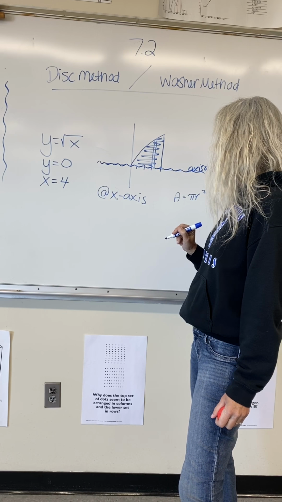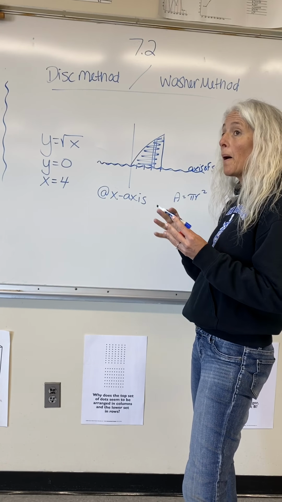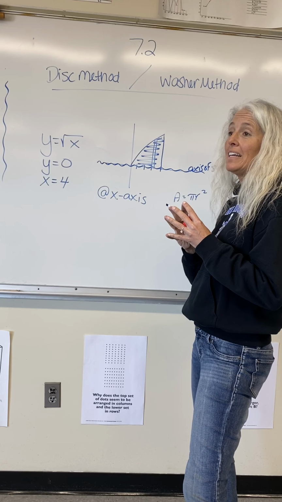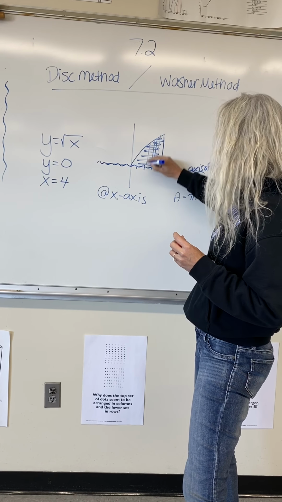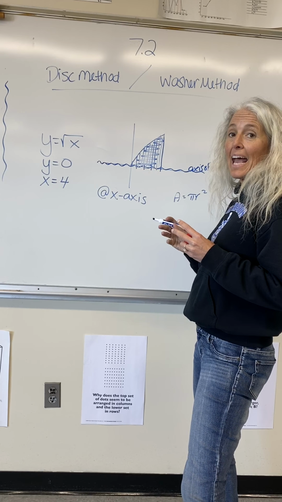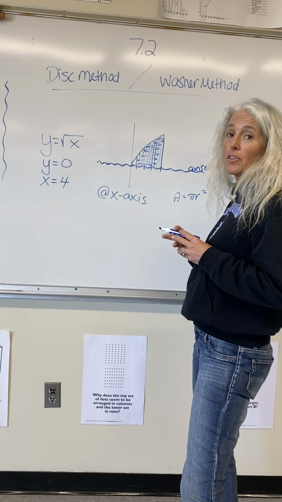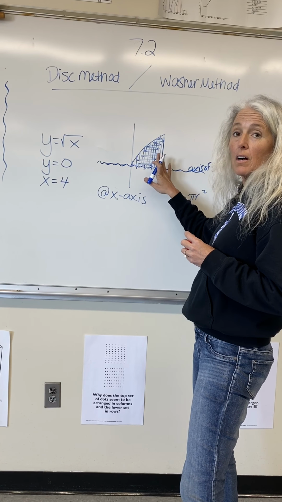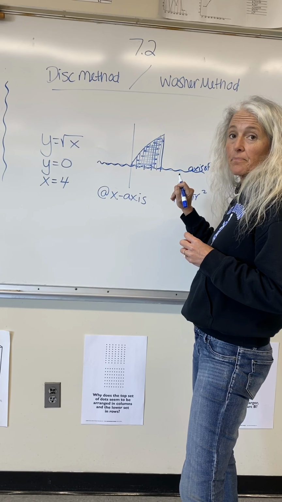So we are going to take all of the circles. Here's the idea of an infinite number of circles. If we took an infinite number of slices and added up the area of all of those circles, we would have the volume of our revolved solid.